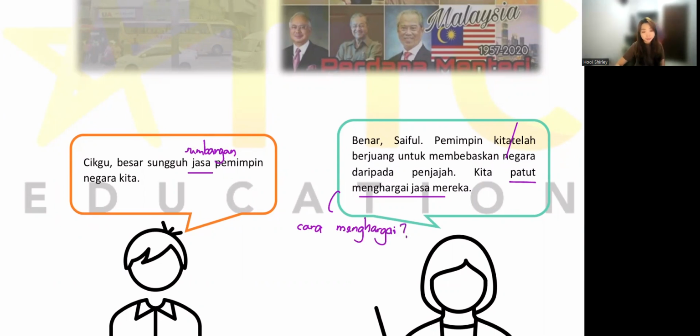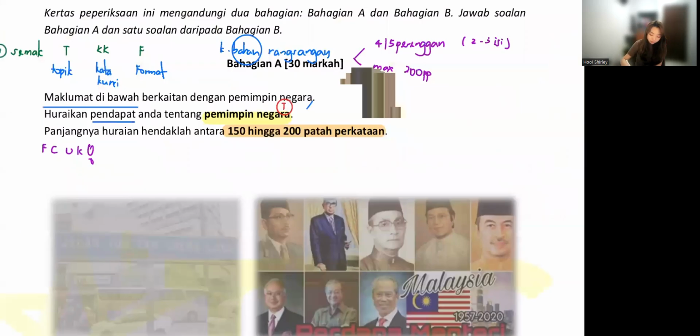Cara menghargai. So from here, we know that C is our kata kunci. It means cara. Full stop. So for this question, it's about pemimpin negara, and the easy parts, we need to write the cara, the method, how it's going to remember and not to forget the contributions, what we need to do.